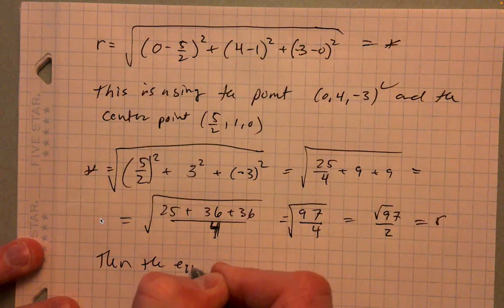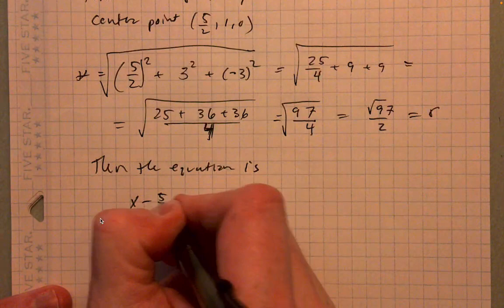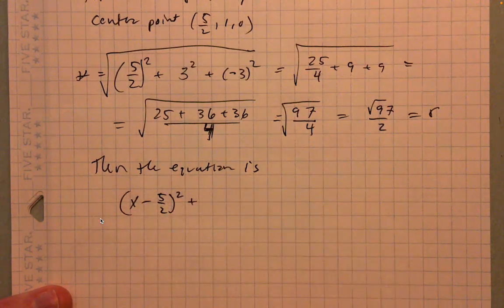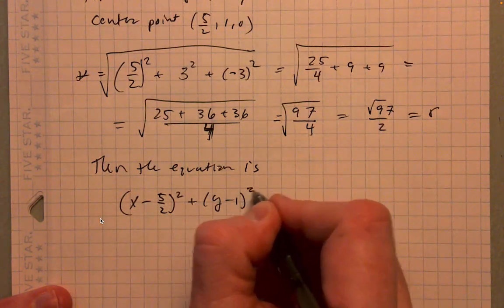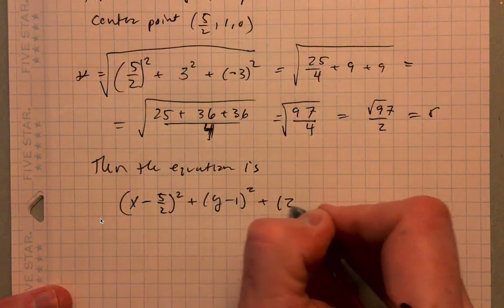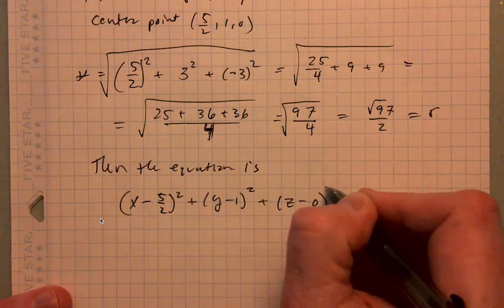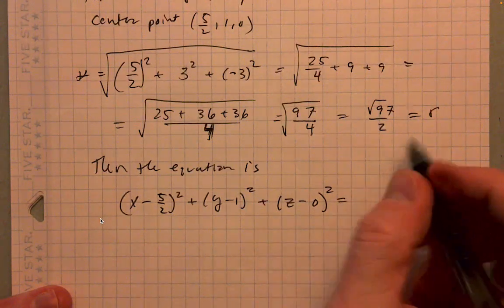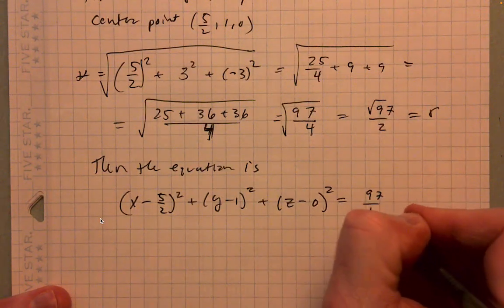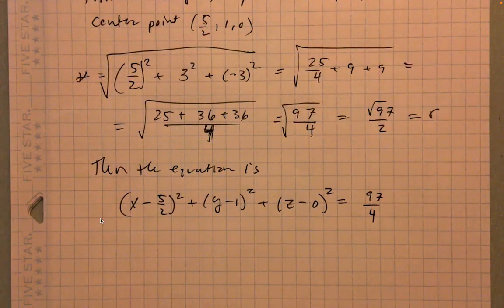Then the equation is (x minus 5/2) squared plus (y minus 1) squared plus (z minus 0) squared equals, and then we want to square the radius, so 97/4. So that's the standard equation for this particular sphere that we're given. Okay. All right. Excellent. Okay, so these are just examples.